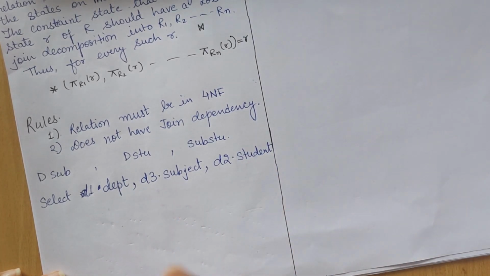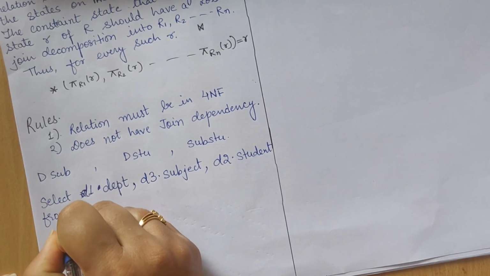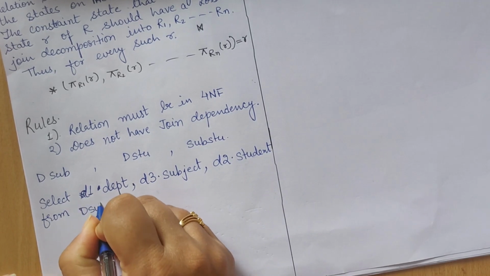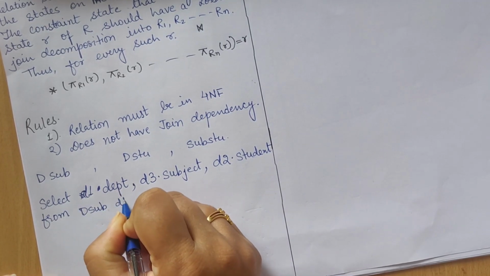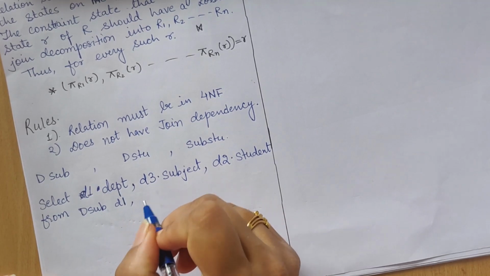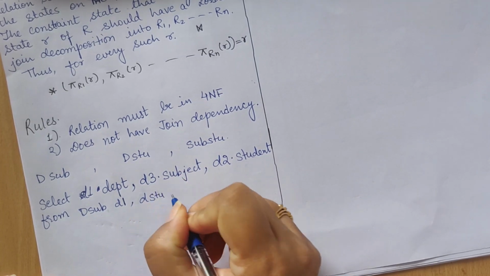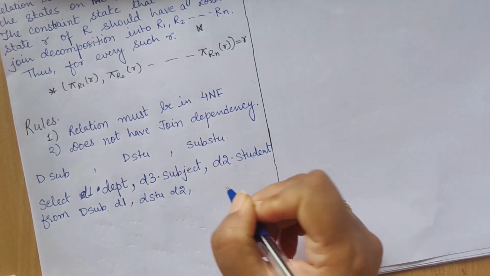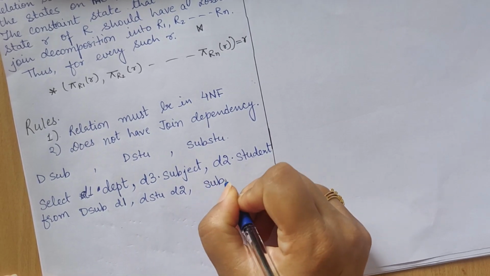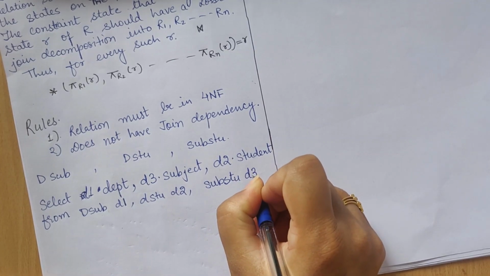So from 3 tables we are taking, and then I have to give the table name. From the first table is D subject, I'm calling this as D1. Second table is D student, I'm calling this as D2. Third table is subject student, and we are calling this as D3.